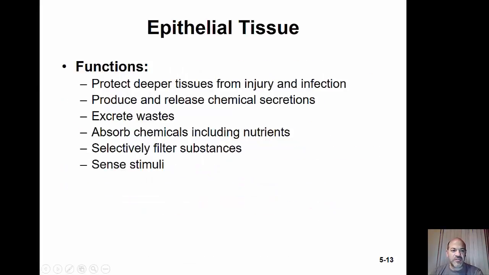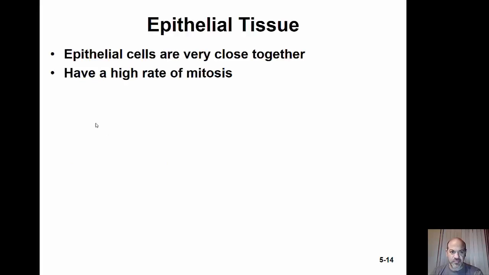So here are the functions for epithelia. They protect deeper tissue from injury and infection. They produce and release chemical excretions. They excrete waste. They absorb chemicals, including nutrients. They are selective filter substances, and they sense stimuli.